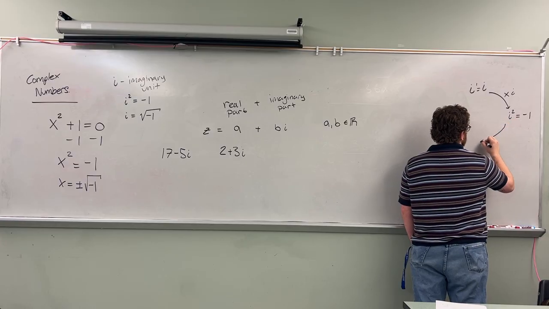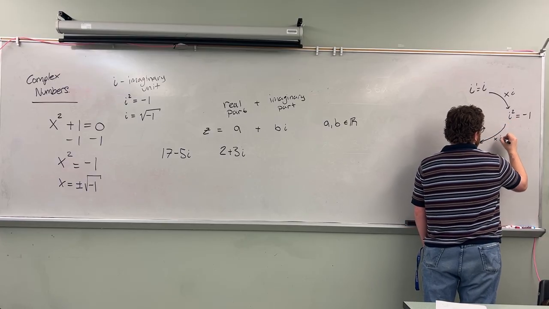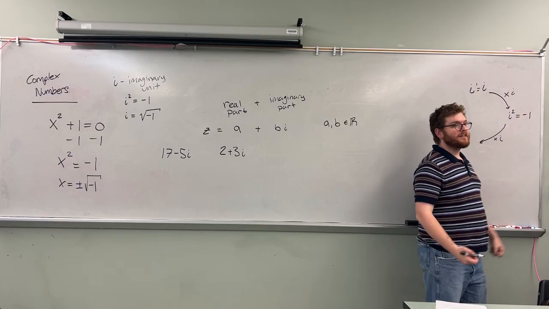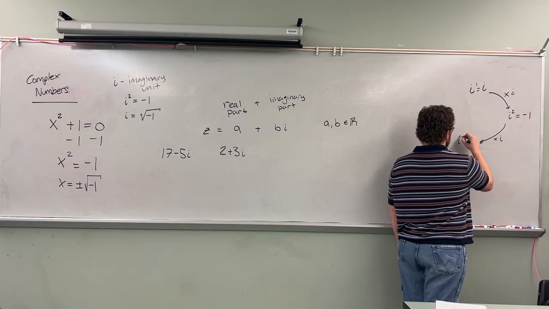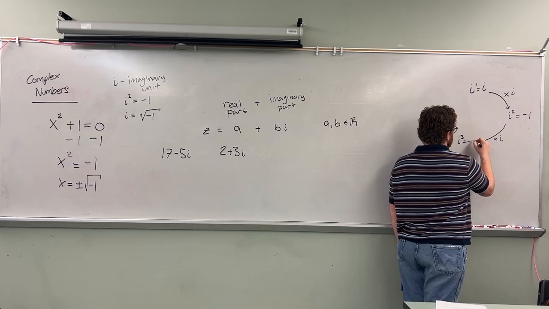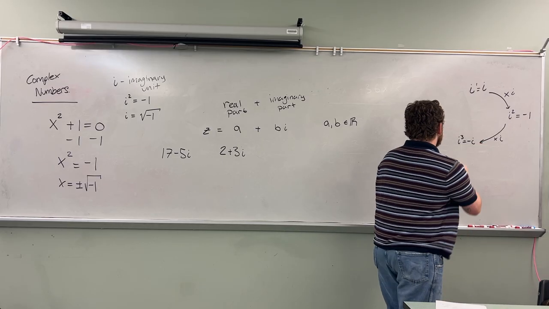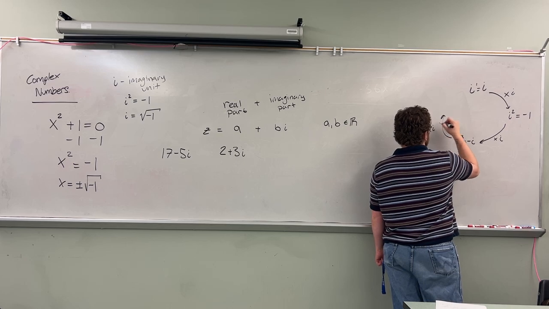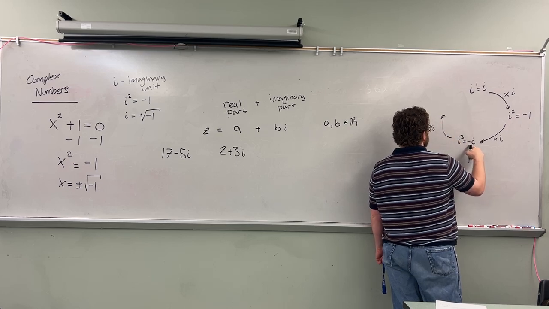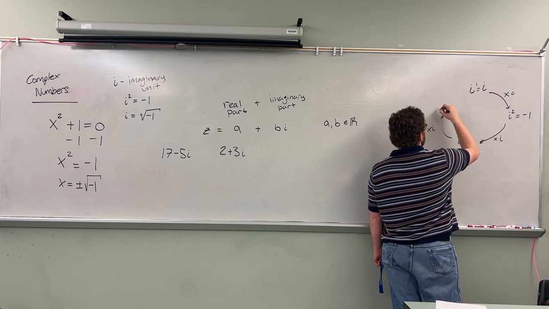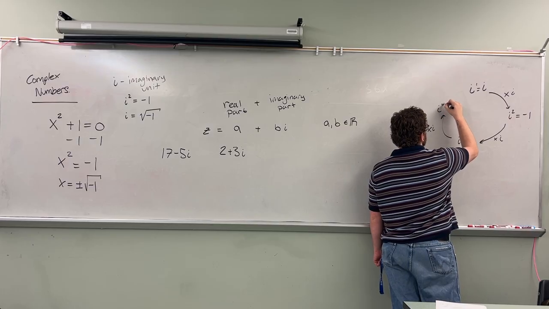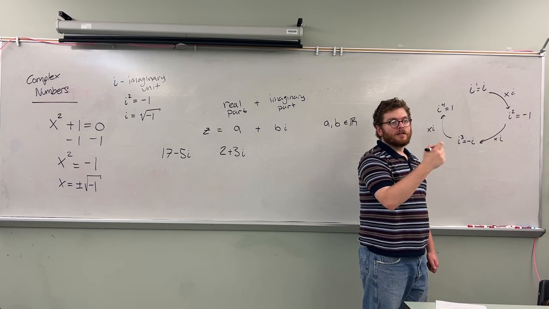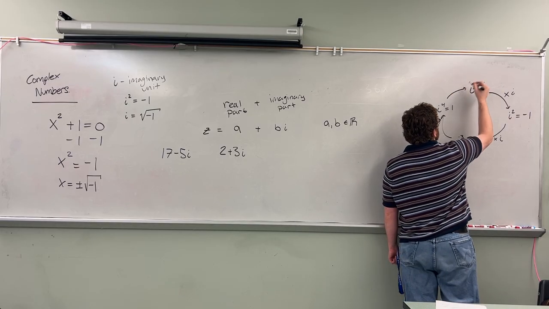If I then multiply by i again, i times negative 1 is just negative i. So i cubed equals negative i. I can multiply one more time, so times i again. Negative i times i, so i to the fourth is equal to 1. And 1 times i gets me back to i.